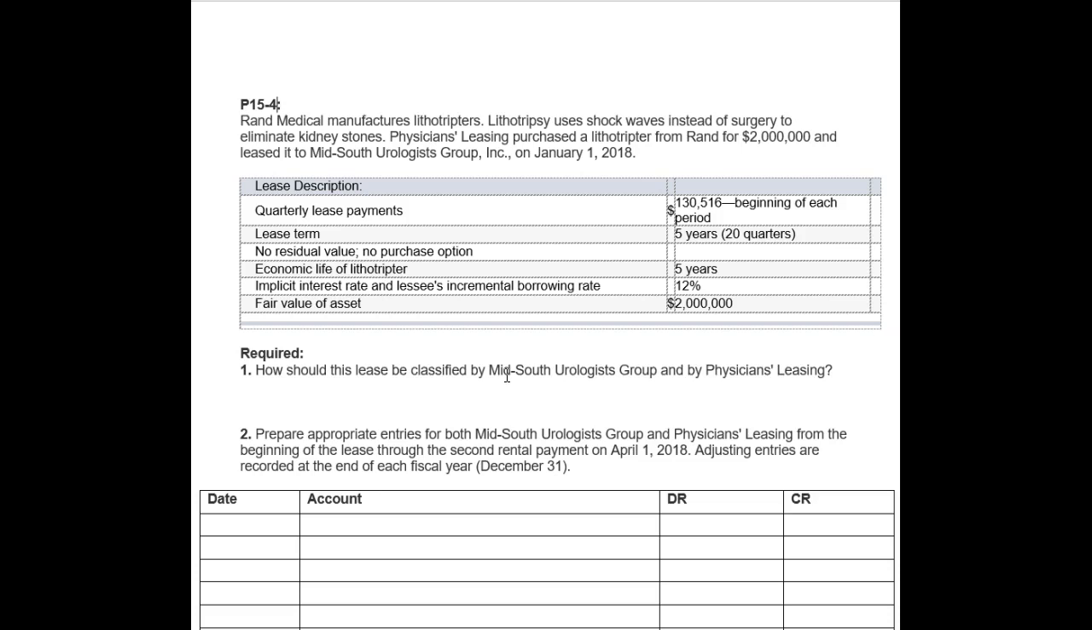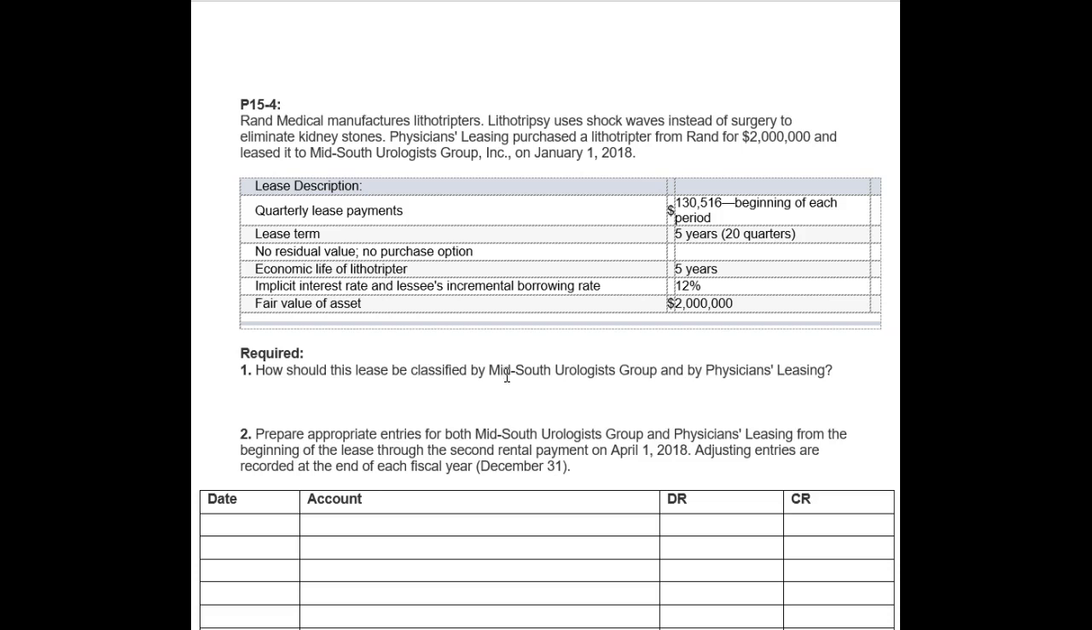back. Number 2, is there a purchase option where the pricing makes it almost a virtual certainty that it will be exercised? In other words, is it a bargain price? Can you buy it for less than fair value? And is it a pretty good chance, or almost certain, that you will, as the lessee, exercise it? Absolutely not. There is no purchase option mentioned here.